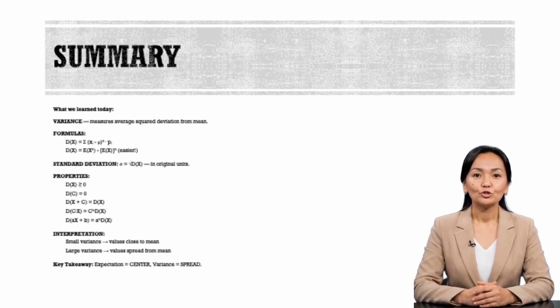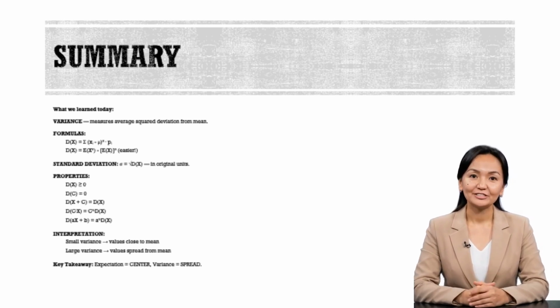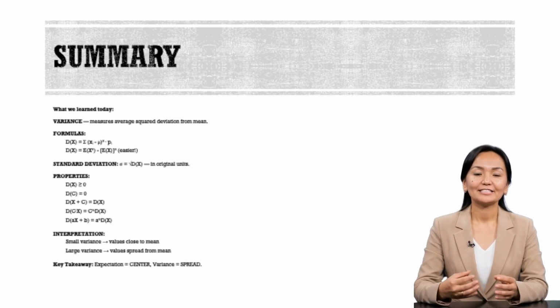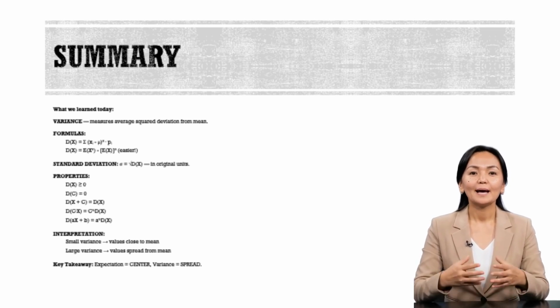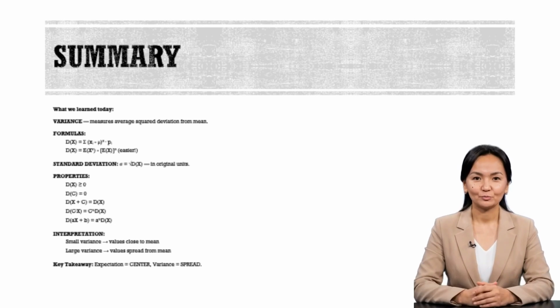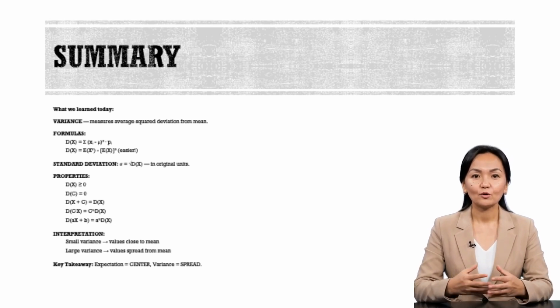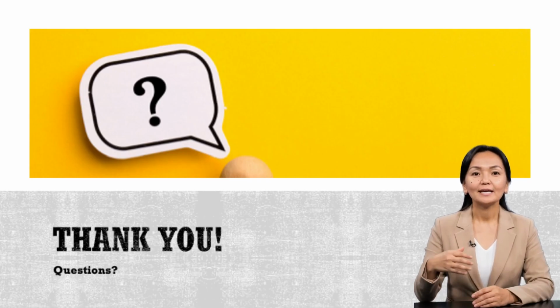The key point I want you to remember is that expectation tells us the center and variance tells us the spread. Both are absolutely essential for a complete description of any random variable. Without both, you only have half the story. Let me summarize everything we've learned today.